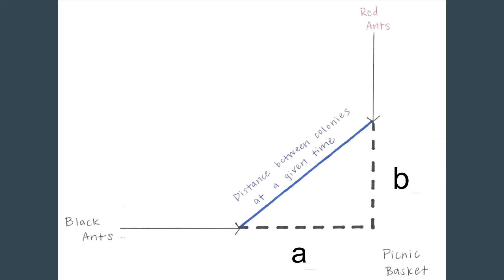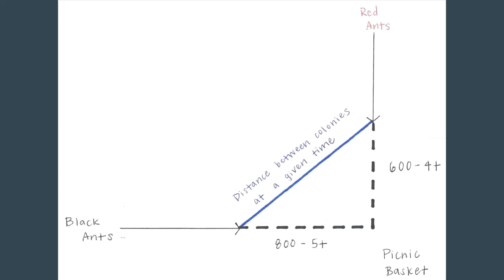Earlier, we determined how far the colonies have traveled at any given time. For the red ants, it was 4t. For the black ants, it was 5t. We can remember that the red ants start out 600 feet from the basket. Therefore, their distance from the basket at a given time is 600 minus 4t, meaning one of the legs of the triangle will be 600 minus 4t.